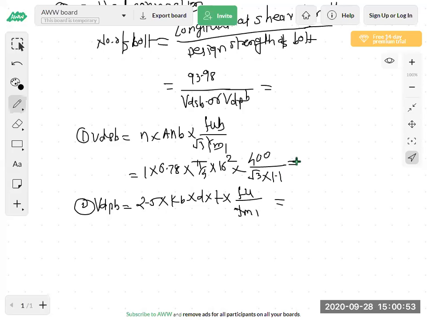Okay. So if you use here 2.5, actually it will be changed. The kb value here now will be changed.